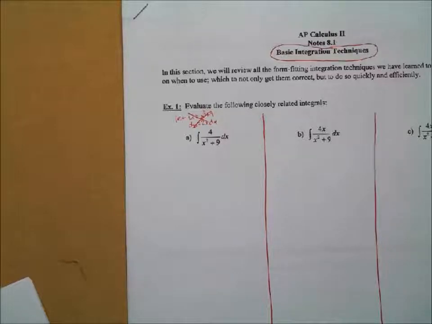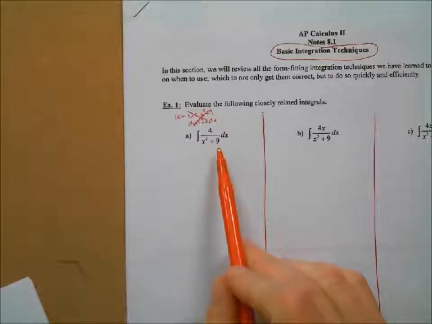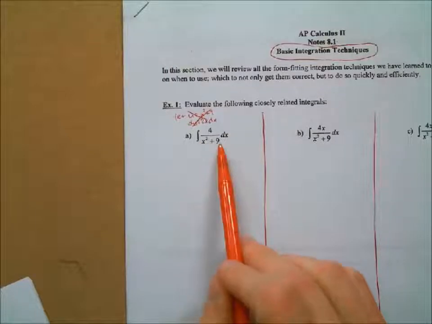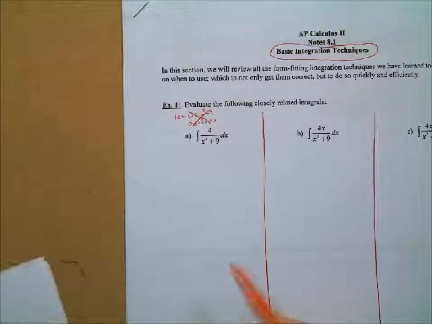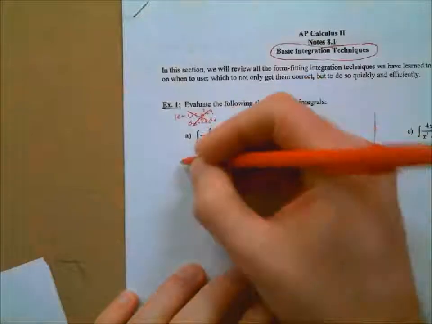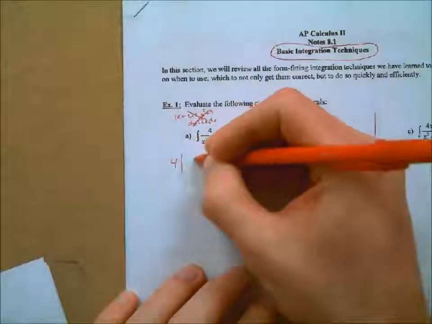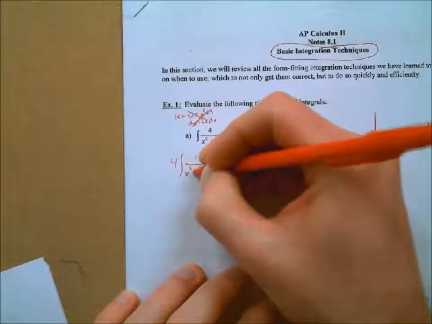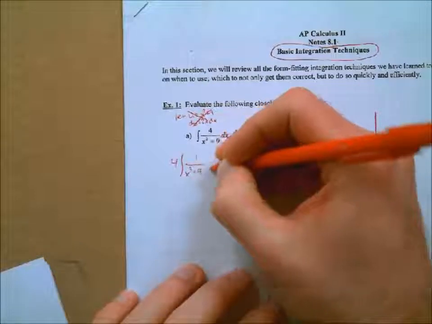Now, 9 doesn't have to be a perfect square. This number here doesn't have to be a perfect square, but it's like an x squared plus a squared, so it's a good candidate for that. Okay, so I'm going to pull the 4 out front here because it is a coefficient, and make it 1 over x squared plus 9 dx.